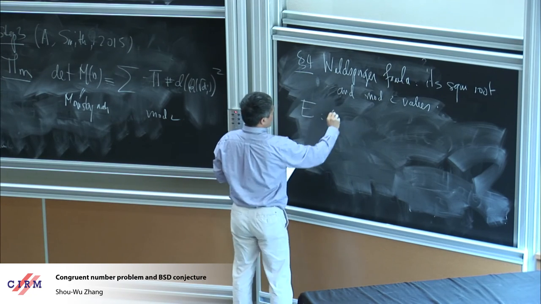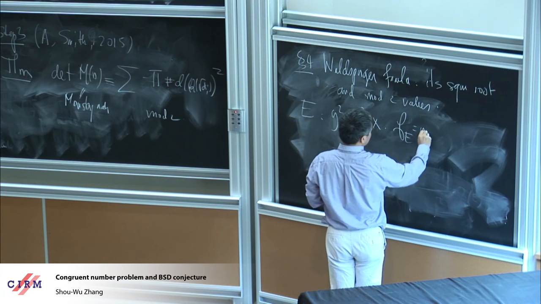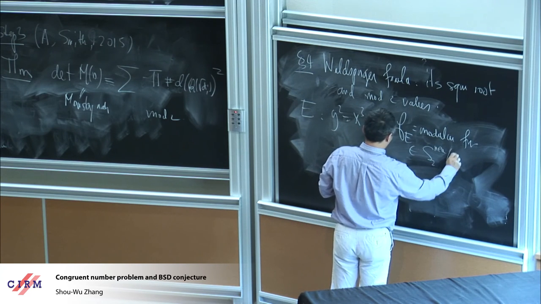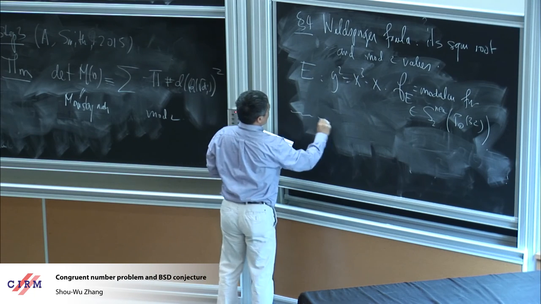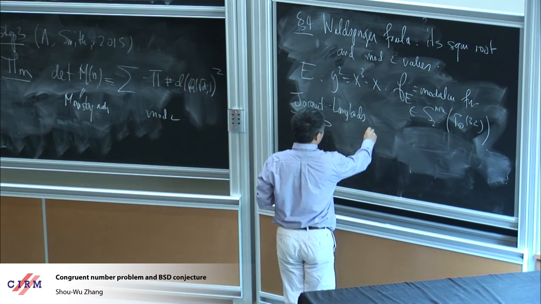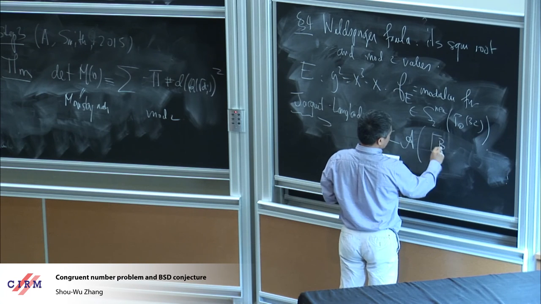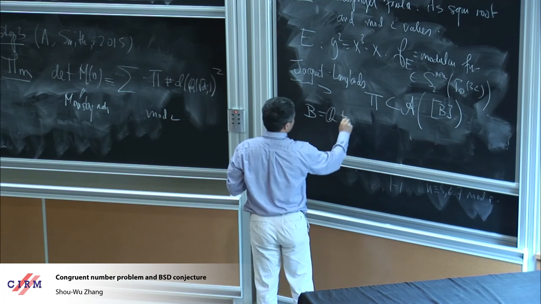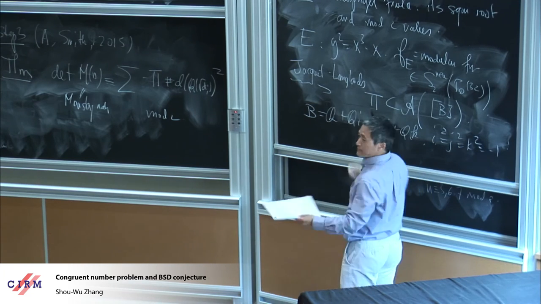So we start with the elliptic curve E: y² = x³ − x. This is the elliptic curve which is modular, so it has a modular form corresponding to it. This is inside the newforms of weight 2, level 32. Then I will use Jacquet-Langlands to define a representation π inside the quaternion algebra B. B is the simplest quaternion algebra you can think about: Q, Qi, Qj, Qk, with i squared and j squared equal to negative one. It's the simplest quaternion algebra you can do.